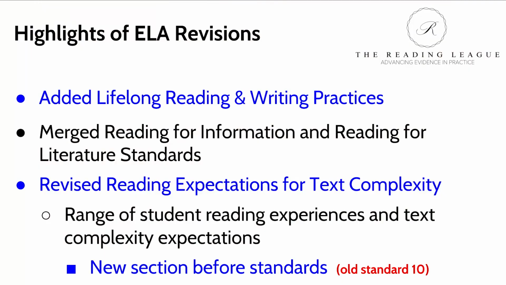So what I'd like to do next is just go through some of the highlights of the changes from the Common Core Learning Standards to the Next Generation Learning Standards. So what are some of the highlights? They added a lifelong reading and writing practices section. They merged the reading for information and reading for literature standards. They revised the reading expectations for text complexity. And the range of student reading experiences and text complexity experiences are outlined, not only in the introduction, but throughout the Next Generation Learning Standards.